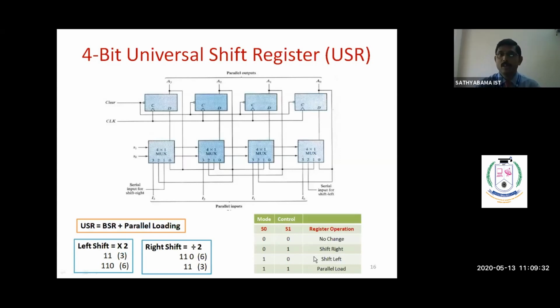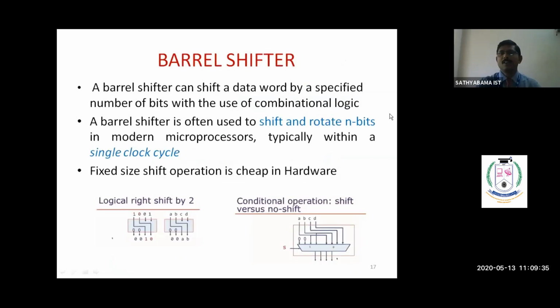Next, we are going to move to the barrel shifter. What is meant by a barrel shifter? Already we have discussed the basic shift register, then the universal shift register. The universal shift register can perform left to right or right to left shifting, and it can also perform parallel loading, but it can shift or rotate the data only 1 bit at a time with respect to the clock signal. Suppose I want to shift the data more than 1 bit at a time, I have to go for the barrel shifter.